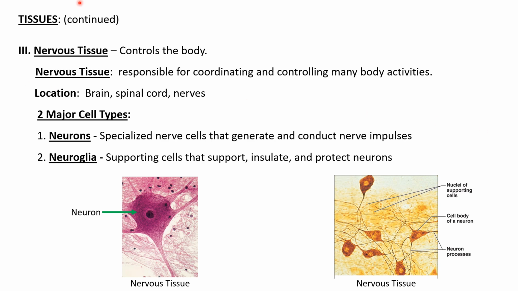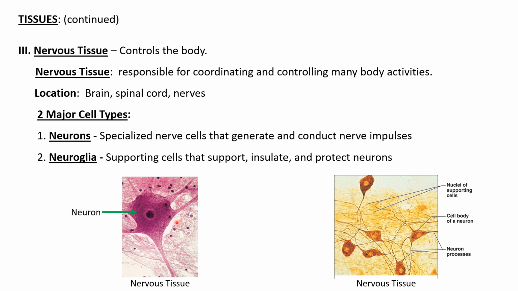So nervous tissues, there's only one type of nervous tissue in this whole category. So nervous tissue controls the body. It's responsible for coordinating and controlling many body activities. The location of nervous tissue is in the brain, spinal cord, and nerves. There are two major cell types in nervous tissue. There's neurons, and here's a neuron right here.